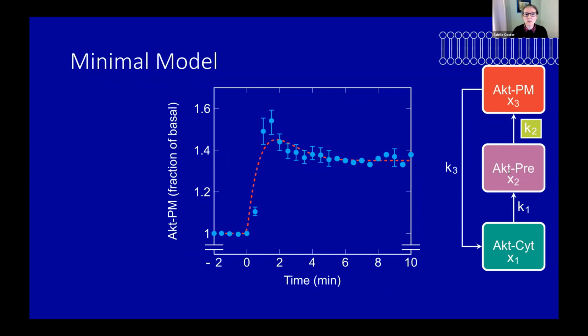Why do I have to have this pre-primed pool? It's because I can see it's an overshoot. If I only had 2 pools, an outside and an inside, I would not be able to get this overshoot behavior. So this is the minimal model that I require to replicate the observed dynamics.